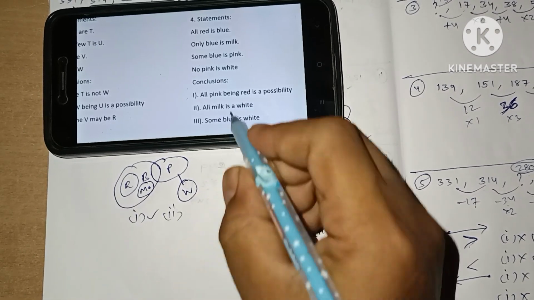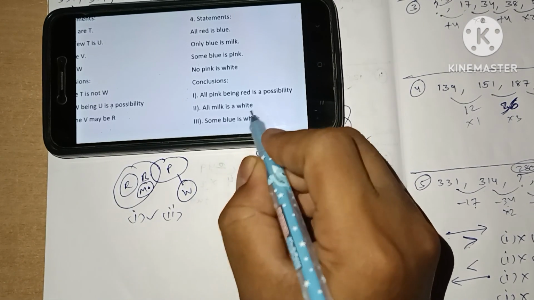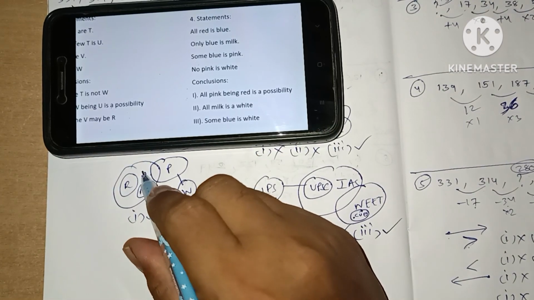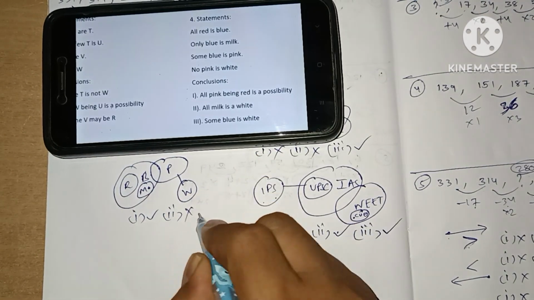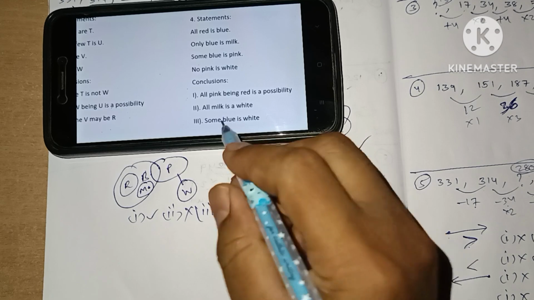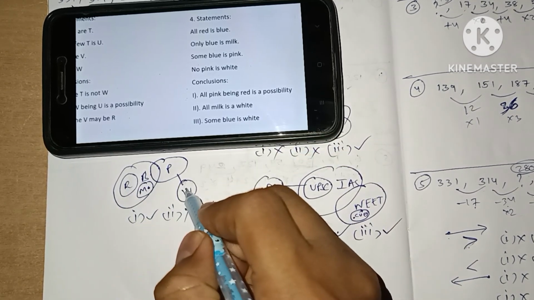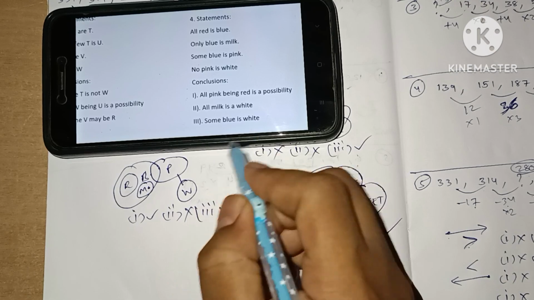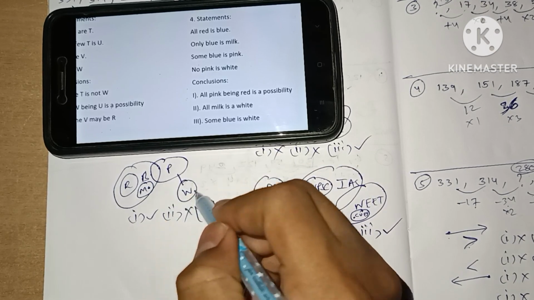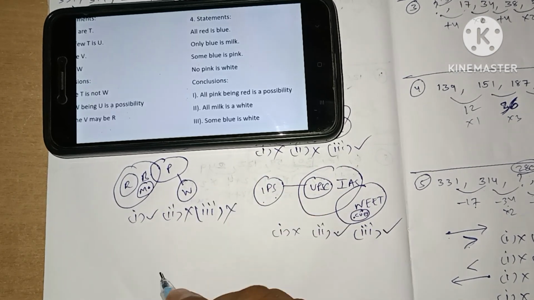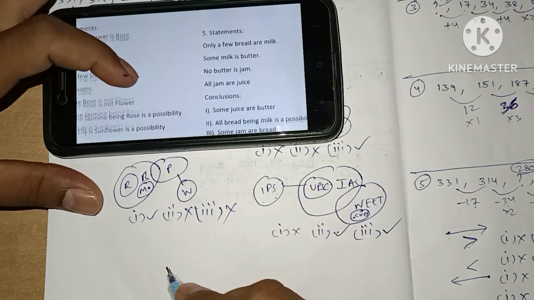Second conclusion, all milk is white. Milk doesn't share anything except blue. So second conclusion is false. Third conclusion, some blue is white. Some part of blue is sharing with white. It is a direct conclusion. No direct relation here. So this case fails. Next we are going to see fifth question.